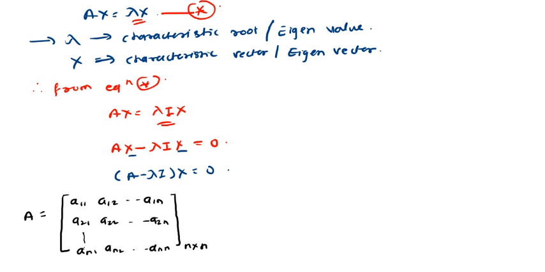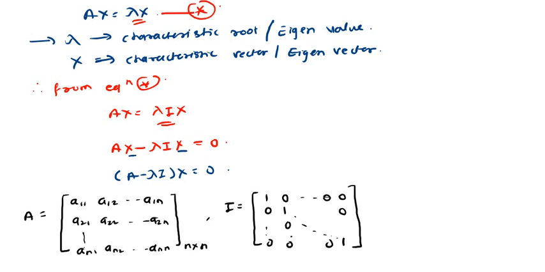Okay, lambda is any scalar, and I is the identity matrix of order n. So this will be 1 0 0 and so on up to 0, then 0 1 0 and so on up to 0, and so on, up to 1. The remaining entries will be 0. This will be the n cross n identity matrix, and lambda is a scalar, which we also call the characteristic value or characteristic root.